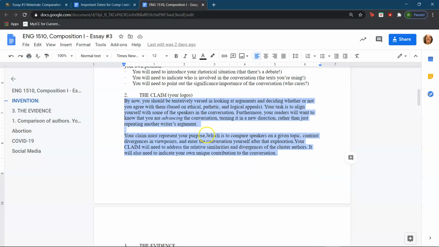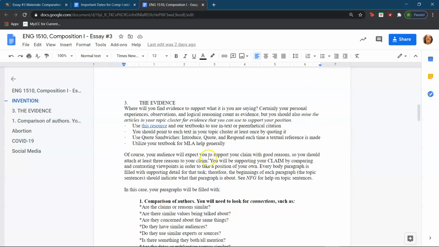Your claim must represent your purpose, which is to compare speakers on a given topic, contrast divergences in viewpoints, and enter the conversation yourself after the exploration. Your claim will need to address the relative similarities and differences of the authors within that cluster topic. And you also need to indicate your own unique contribution to the conversation. So from there, you're going to provide evidence.